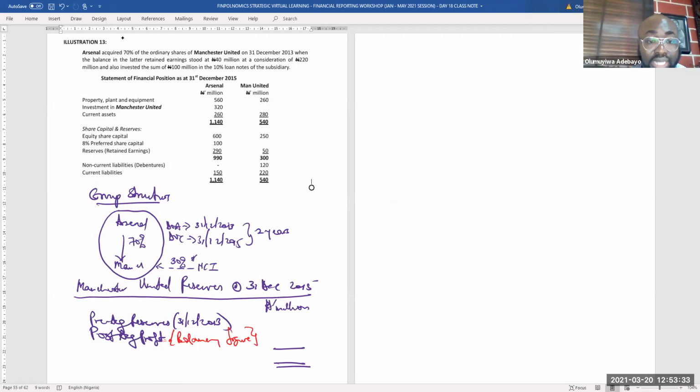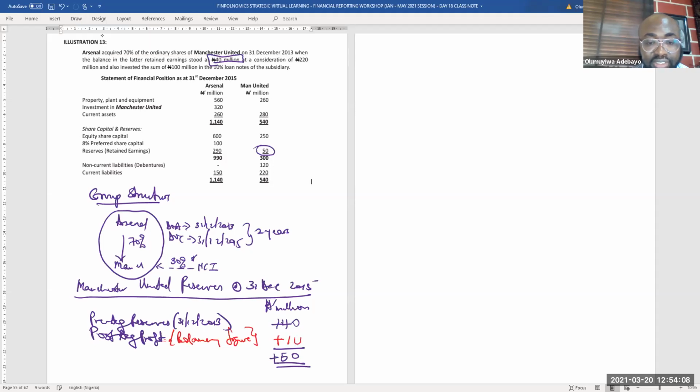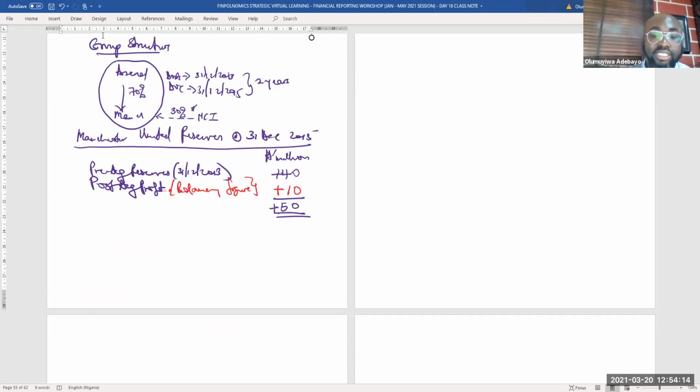Thank you very much. Now, this is the structure, which is what you just read. The reserve of Man U is 50 as at the reporting date, and when it was acquired, the reserve was 40. Therefore, the balancing figure shows an increase in reserve from 40 to 50 by how much? 10. Now, let's look at investments.